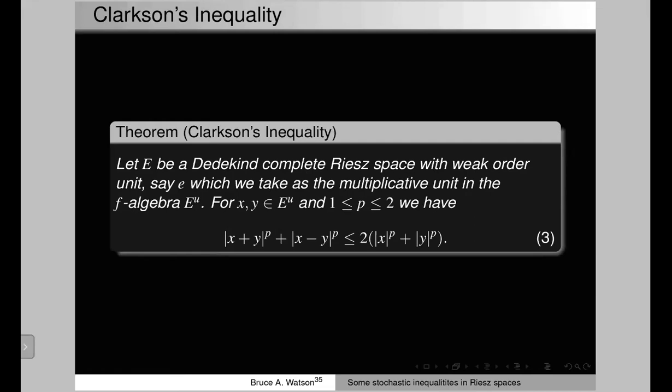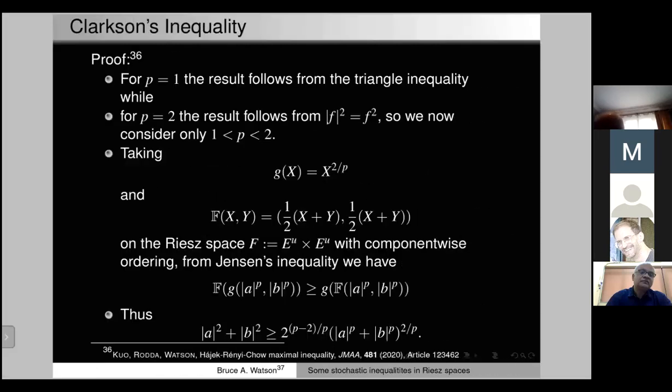The case of p equals 1 and the case of p equals 2 are trivial to do. P equals 1, there's nothing to do. And p equals 2 follows directly from the triangular inequality. p equals 2 follows from the fact that the square of the absolute value of f is the same as f squared. So how do we prove this?